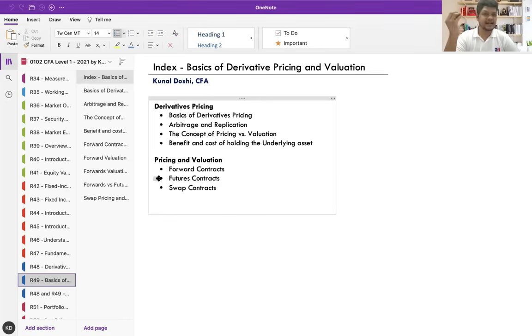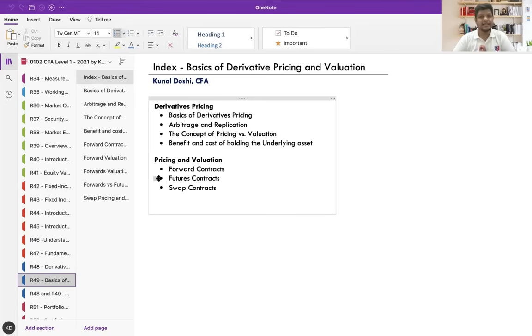Now, how are they connected? How exactly do we derive the price? And what is value? What is the difference between price and value? Ideally, we consider price and value as the same thing. But how come in derivatives they are separate, and what is the reference or meaning of that? That's what we are going to see in this topic.